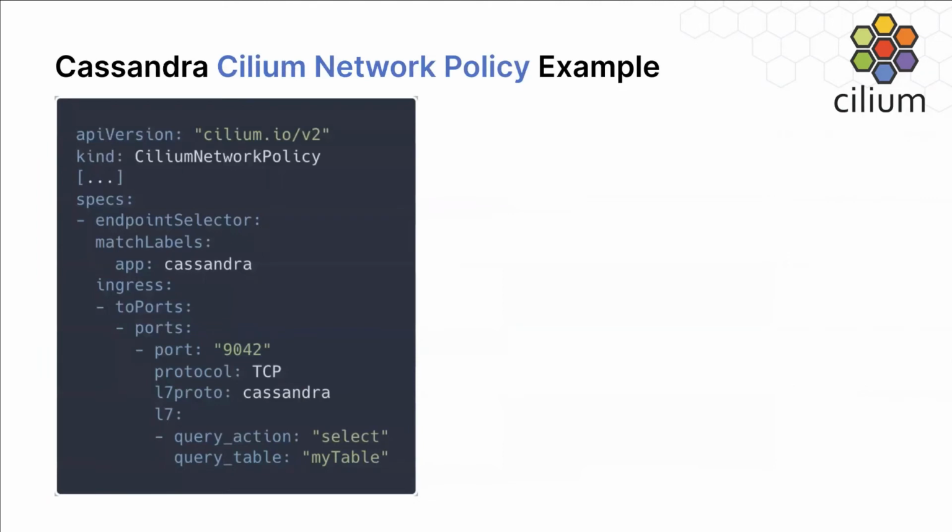That also applies to protocols such as Kafka, Cassandra, SQL, gRPC. We can provide security on layer 7 using Cilium network policies. So we can not only inspect the port and the protocol and the IP, but we can also inspect on layer 7 the Cassandra packet or the Cassandra content, and only allow, for example, a specific select action on a specific table.